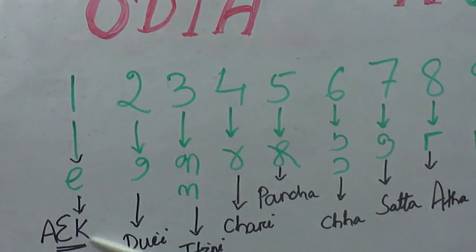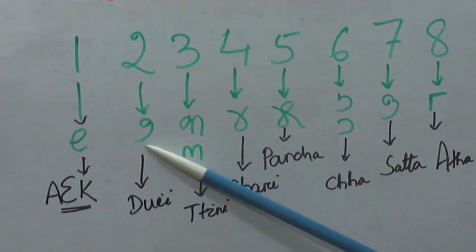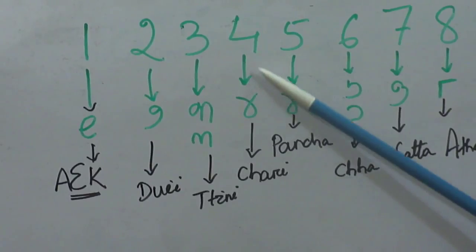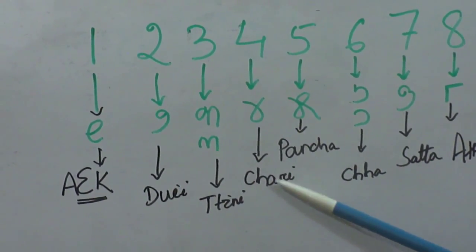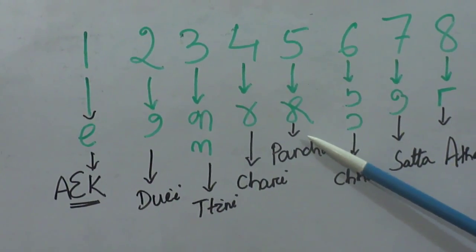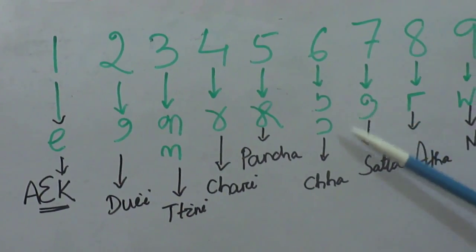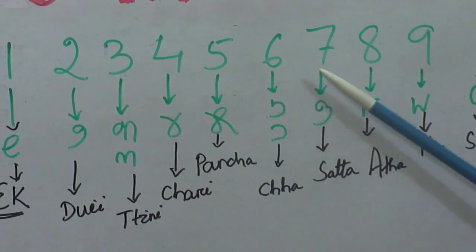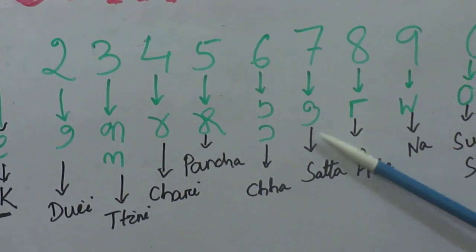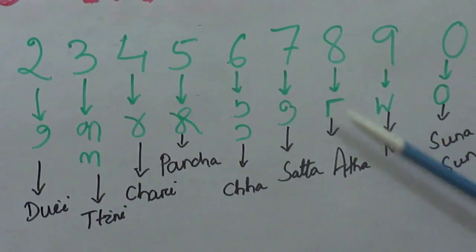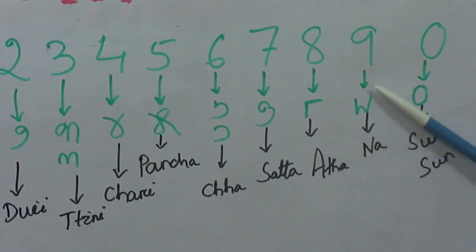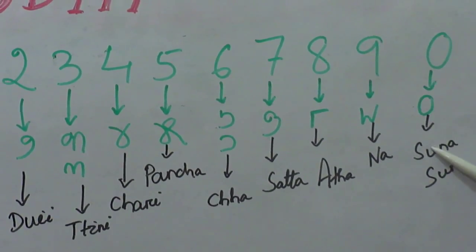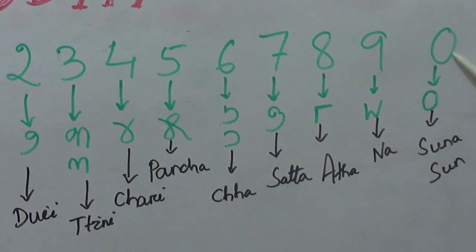1, eko. 2, dui. 3, tini. 4, chari. 5, pancha. 6, cha. A 6 you can say. 7, sata. 8, ata. 9, no. 0, suna. It is same as English.